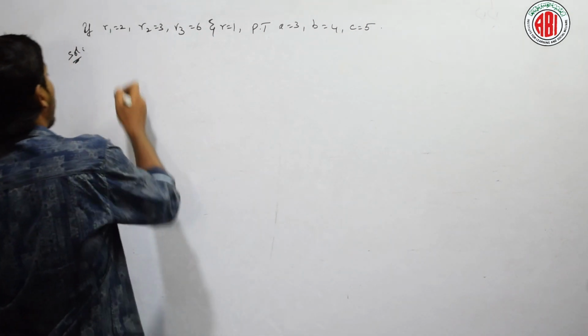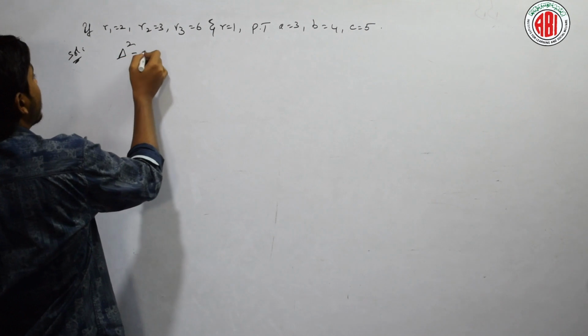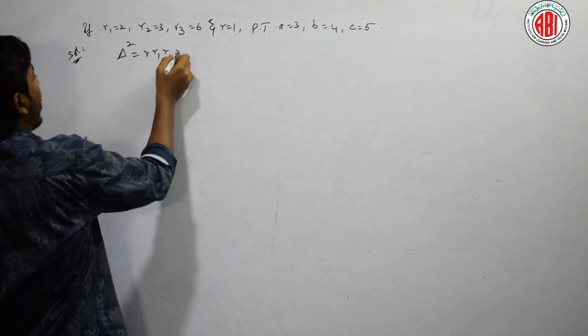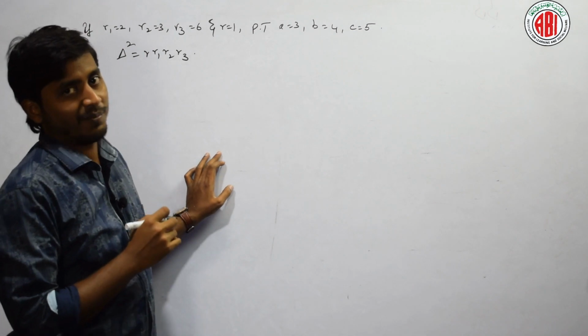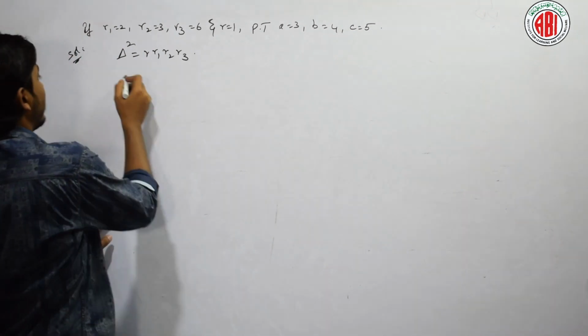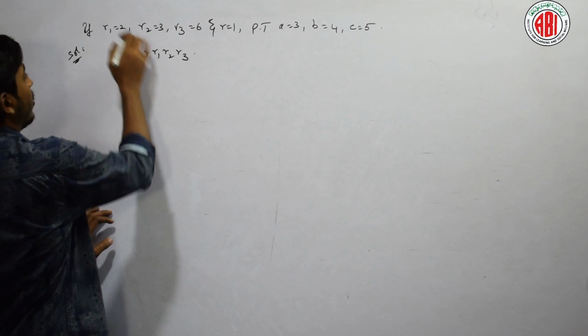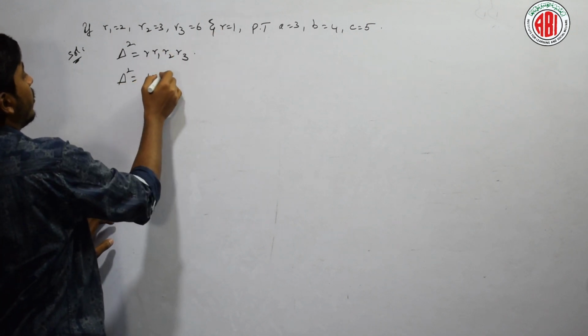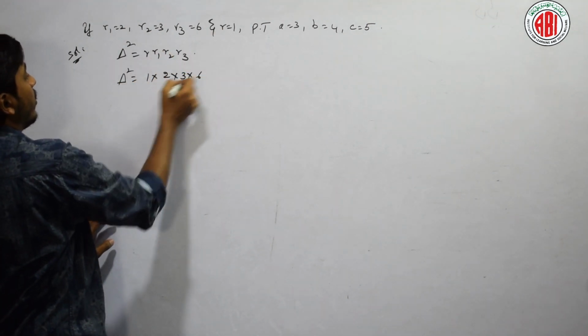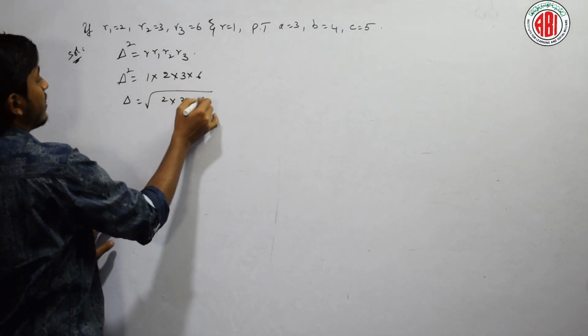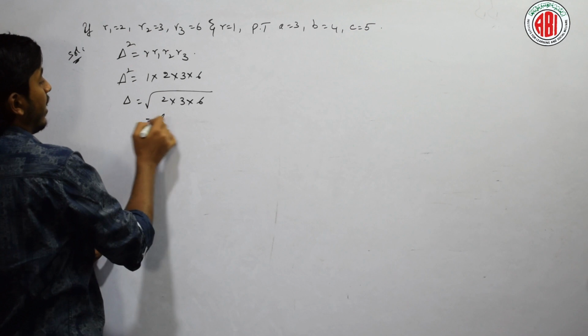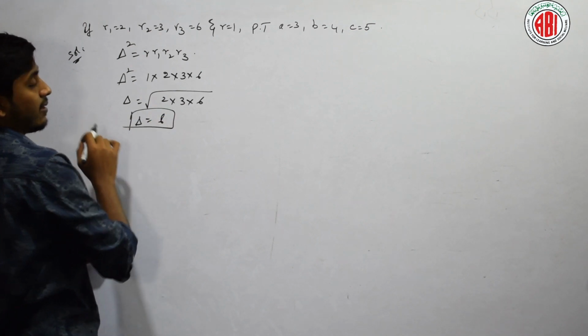Hope you all remember, right? Delta square is equal to R, R1, R2 and R3. We are using this formula for the first time. Delta square is equal to 1 into 2 into 3 into 6. Delta is equal to square root of 2, 3 and 6. That is, delta is 6.